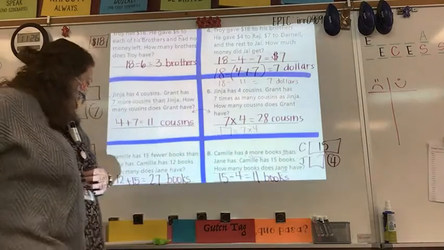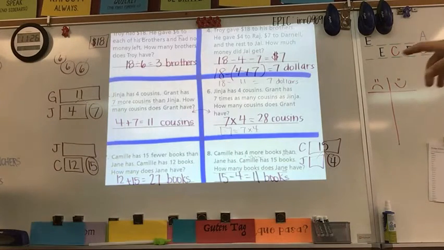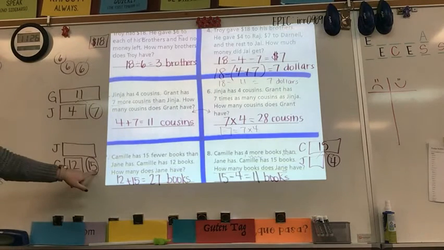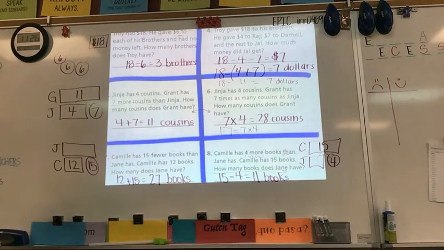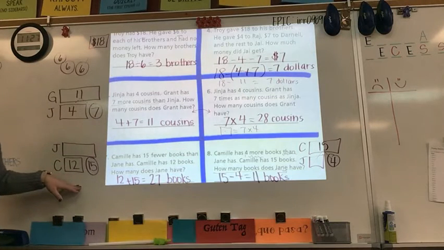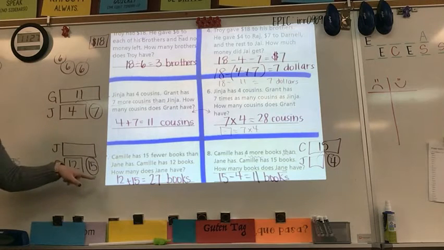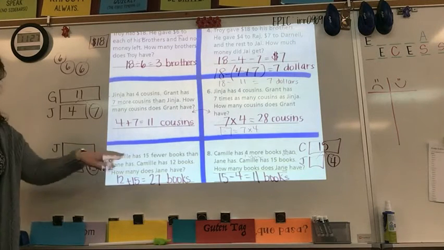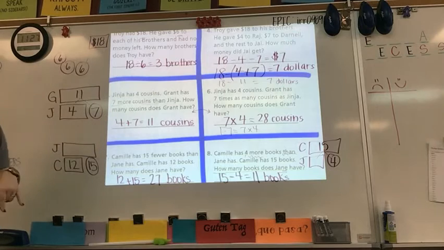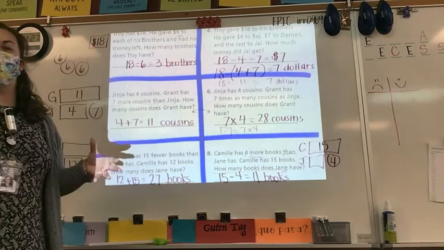It says Camille has 15 fewer, so shouldn't it be minus? That's what's sneaky. Fewer doesn't always mean subtract, because it's "fewer than," and we already know her smaller number. So that's why it always goes in a circle. And we wanted to know how many Jane has, and she had the bigger number, so we'll have to add them up.